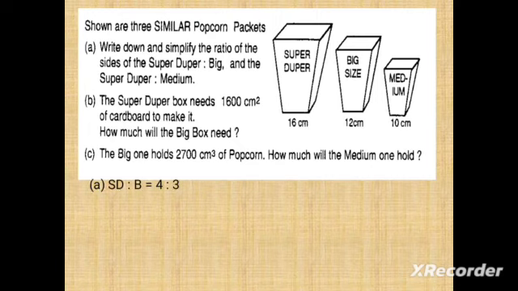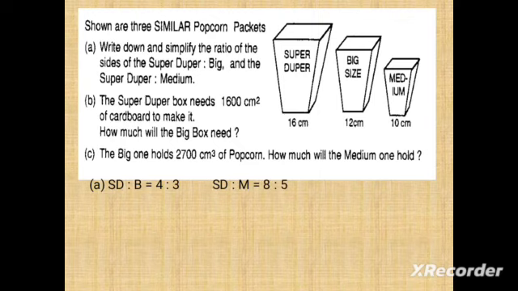Now, we need to find the ratio of the super packet to the big sized packet, and we are going to compare their lengths. We are going to compare their lengths because they are similar packets. So it will be 16 compared to 12, that is 16 over 12. If you simplify that, it will give you 4 over 3, and in ratio form it is 4 to 3.